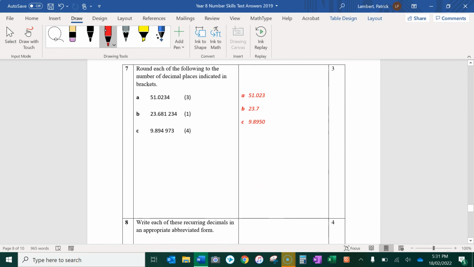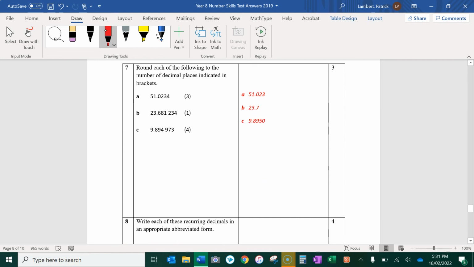Right, round each of the following to the number of decimal places. 3 decimal places, so that just becomes 51.023. 1 decimal place, 8 is greater than 5, so that becomes 23.7. And 4 decimal places, so we look at the fifth one, 1, 2, 3, 4, 5. 7 is greater than 5, so then this becomes 0, and that becomes 5. 59.8950.